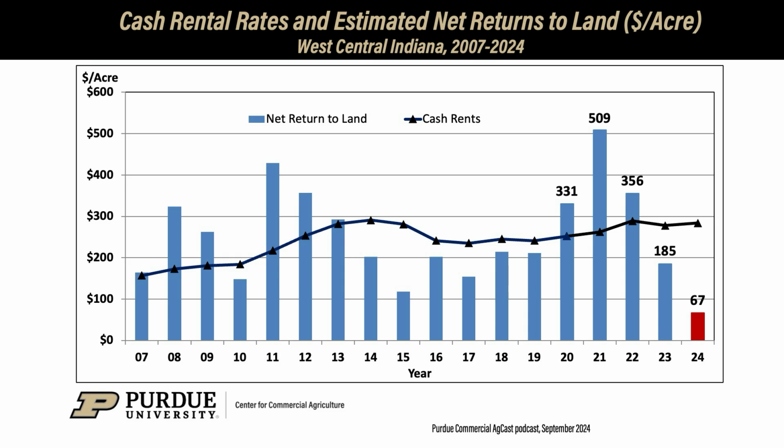But having said that, in 2021 we had over a $500 estimated net return to land, and what that net return to land means is every cost except for land is out of there. That's a pretty high economic profit. Then we dropped to about 350 in '22. In '23, we dropped to 185, and in '24, my projection is around 70. So obviously we've really dropped those net returns to land over the last two or three years. And so I think we're setting ourselves up for some downward pressure in cash rent in '25.